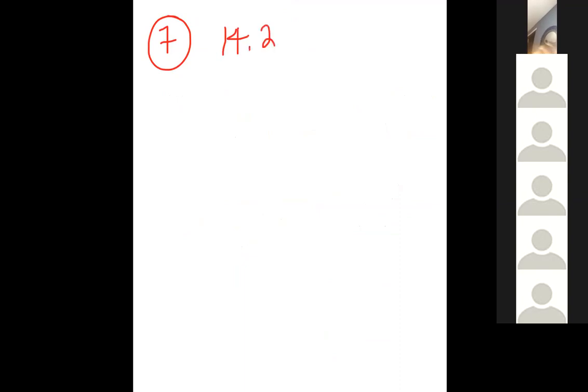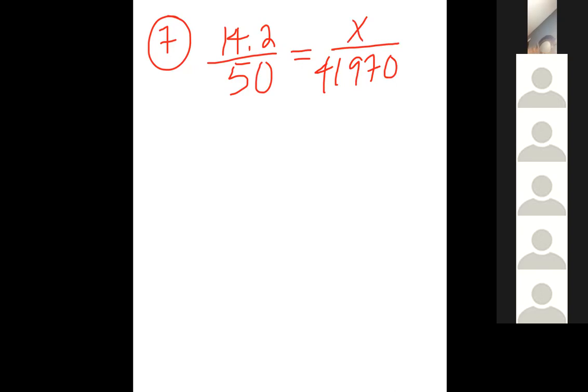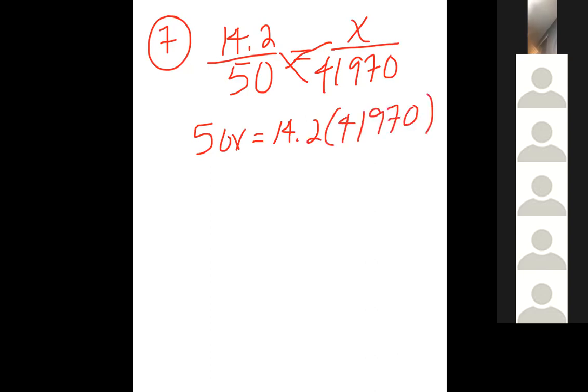14.2 out of 50 employees in a company were women. Your job is to figure out, if the company has a total of 41,970 employees, how many of them were women? This is another proportion, guys. So you're going to cross multiply it. So you're going to get 50x is equal to 14.2 times 41,970. Okay, and then divide both sides by 50.